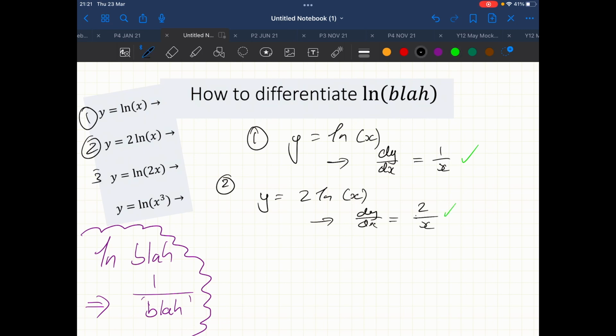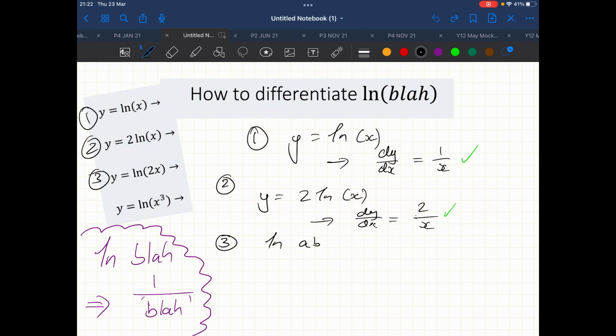Well, how about number 3 then? Is number 3 the same? Number 3, and this is quite an easy mistake to make, is actually also 1 over x. Let me show you why. When you have logs, you might remember that if you have the log of a product, log of AB, that's the same as log of A plus log of B. You need to remember that because it's going to be useful.